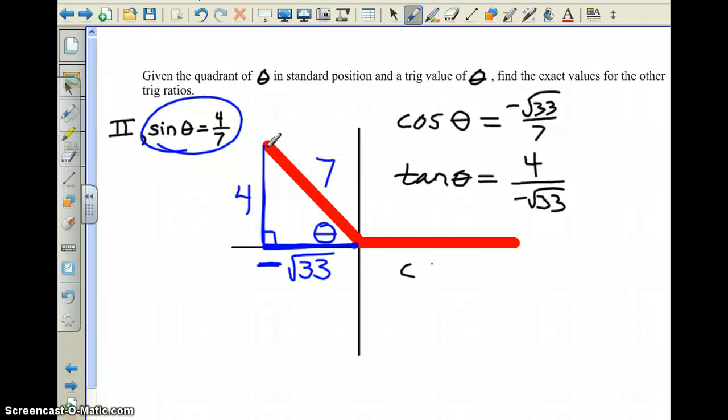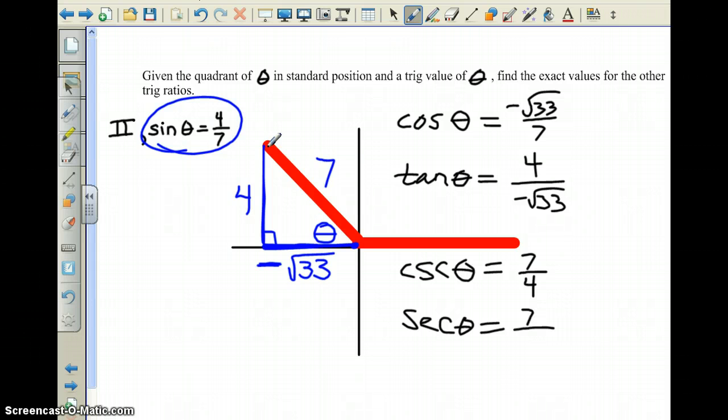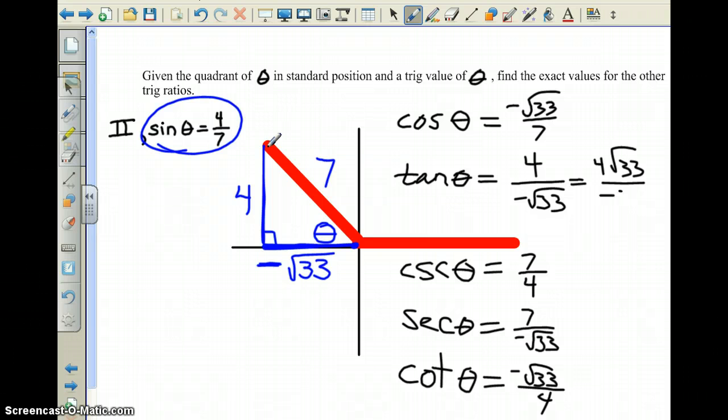And then we'll do cosecant next. Cosecant is the reciprocal of sine, so if sine was 4/7, cosecant is 7/4. Secant is the reciprocal of cos, which will be 7 over negative radical 33. And then lastly, cot will be the reciprocal of tan. So if tan was 4 over negative radical 33, cot will be negative radical 33 over 4. And again, you should get rid of the radicals in the denominators here. So this would be 4 radical 33 over negative 33. And this would be 7 radical 33 over negative 33.